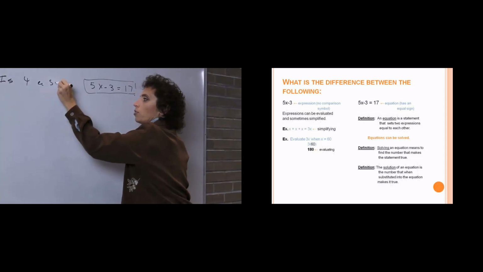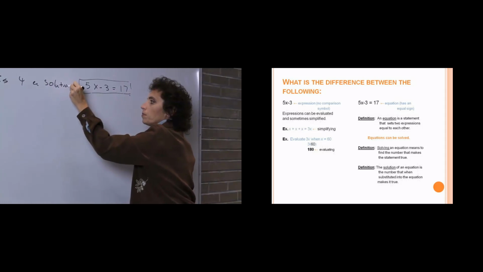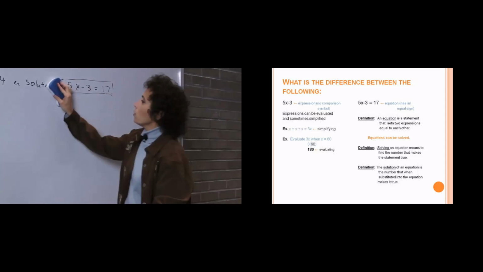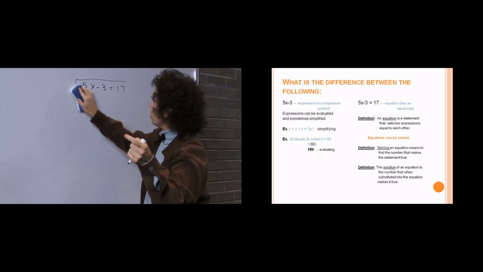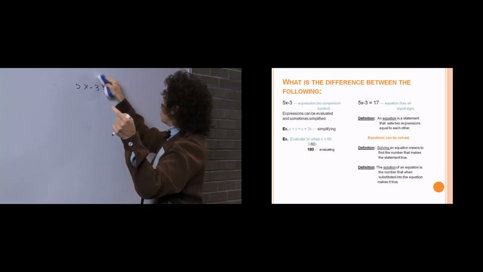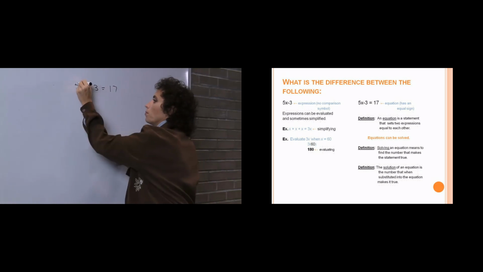Is 4 a solution? You know what? That's going to be too squishy. No squishing. Remember that rule. First rule of thumb, no squishing. Leave lots of space. Most people make errors because they don't leave enough space.